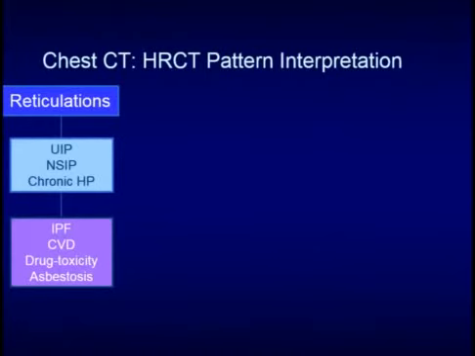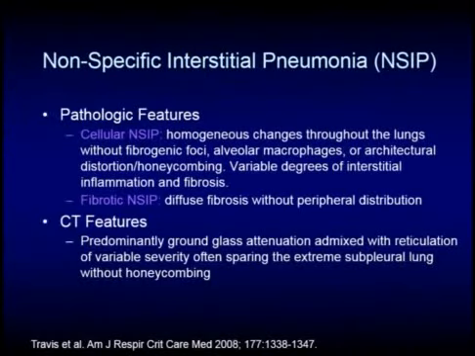Okay, so we're still in the gamut of reticulations, and so we'll talk a little bit about NSIP. Unlike UIP, the pathologic features can be divided into cellular and fibrotic NSIP, and again, unlike UIP, we're going to see a temporally and spatially homogeneous disease with a lot more inflammation without the characteristic fibroblastic foci. There's not too much architectural distortion, and certainly almost no honeycombing.